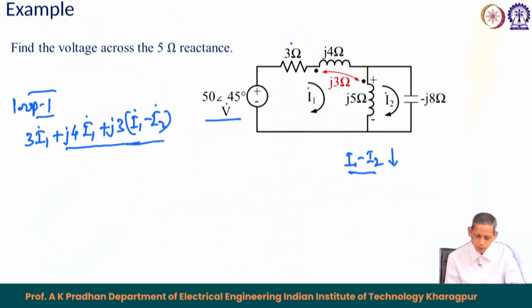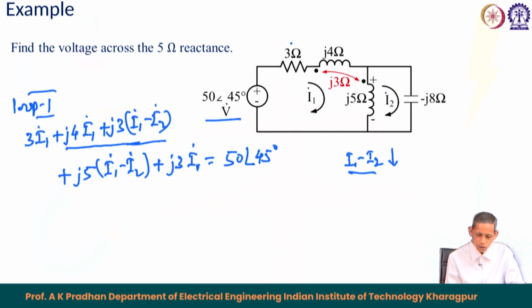So, that is for the 4 ohm. Next we will go for the J5. So, that becomes J5 with I1 minus I2 downward, and its mutual with J4 will be plus J3 into I1. And this equals 50 with an angle of 45 degrees. So, we see here this part is for the J4 ohm and this part is for the J5 ohm reactor.